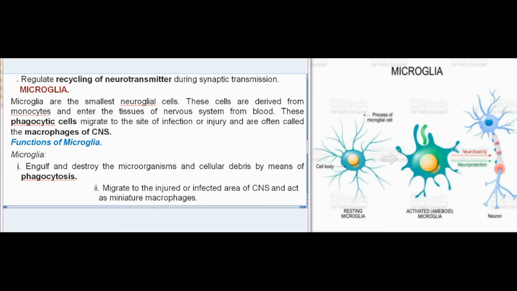Microglia. Microglia are the smallest neuroglial cells. These cells are derived from monocytes and enter the tissues of nervous system from blood. These phagocytic cells migrate to the site of infection or injury and are often called the macrophages of CNS. Functions of microglia. 1. Engulf and destroy the microorganisms and cellular debris by means of phagocytosis. 2. Migrate to the injured or infected area of CNS and act as miniature macrophages.